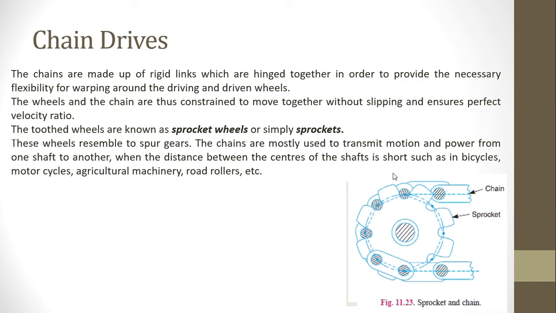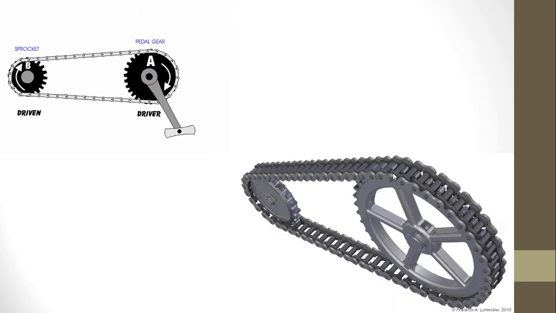There are a lot of applications of these chain drive systems. You can see it in your bicycles. Mostly it's in motorcycles, then there are agricultural machinery, road rollers, etc. There are cranes, there are hoists. So you can see a lot of applications of chain drives.